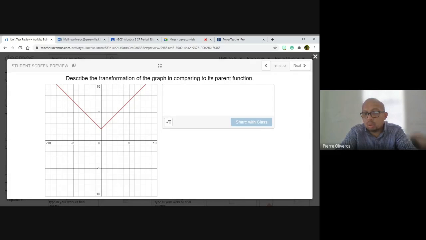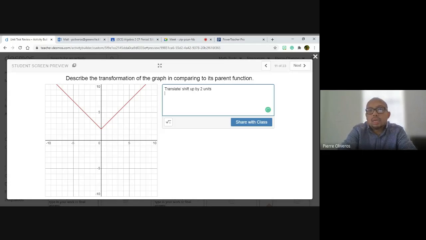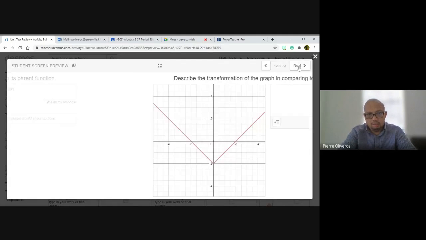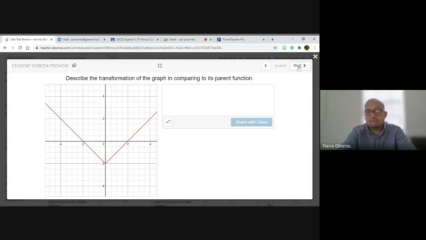Here, this time it goes up. Okay, so translate up, or shift up, by how many units? 2 units. And if you're asked for the equation, type math here: y is equal to the absolute value of x, plus 2.